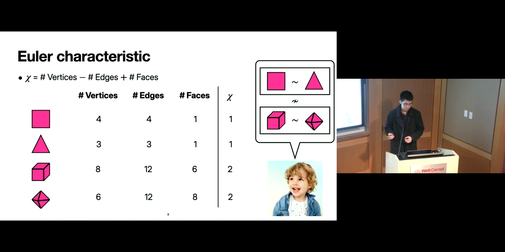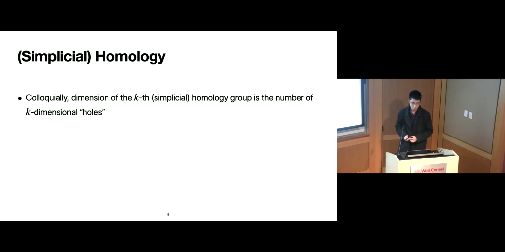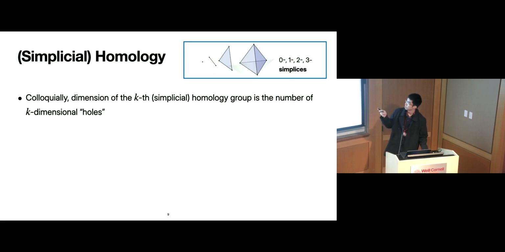Now it turns out grown-ups do this as well in something called homology theory. Colloquially, we're computing k-dimensional holes, and a fundamental object here is something called a simplex. These are just generalizations of the triangle. A point is a 0-simplex, then a 1-simplex, a 2-simplex, and a 3-simplex.